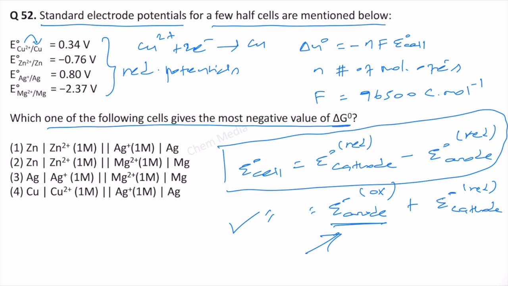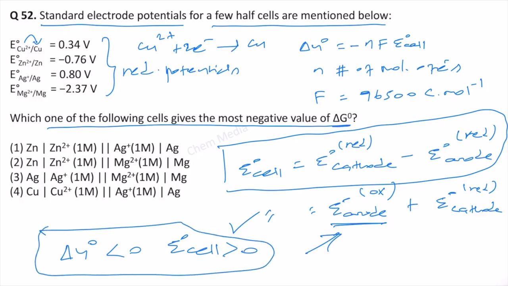Now, when will delta G be negative? Delta G will be negative if E naught of the cell is positive, isn't it? That's the only way delta G can be negative. Basically, the negative delta G is going to be decided by this single value, because n is constant here. How is n constant? The number of moles of electrons is going to be 2 moles everywhere.